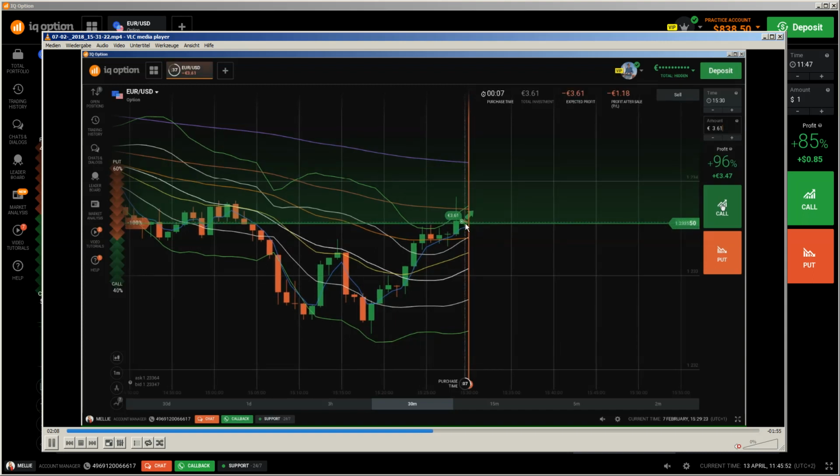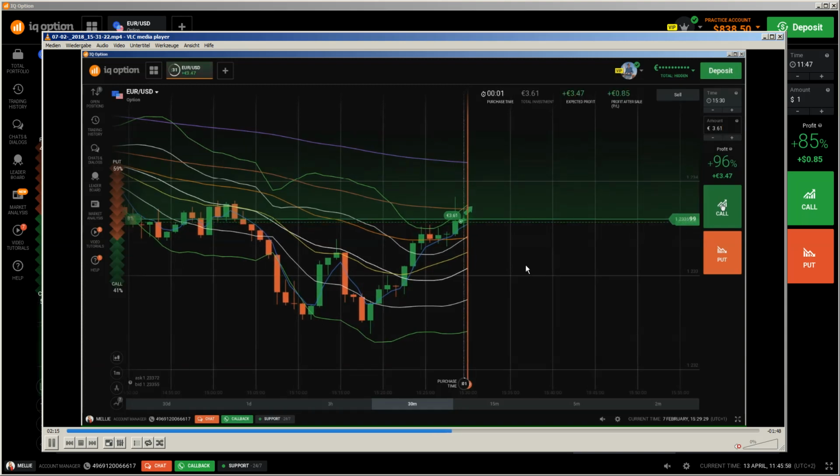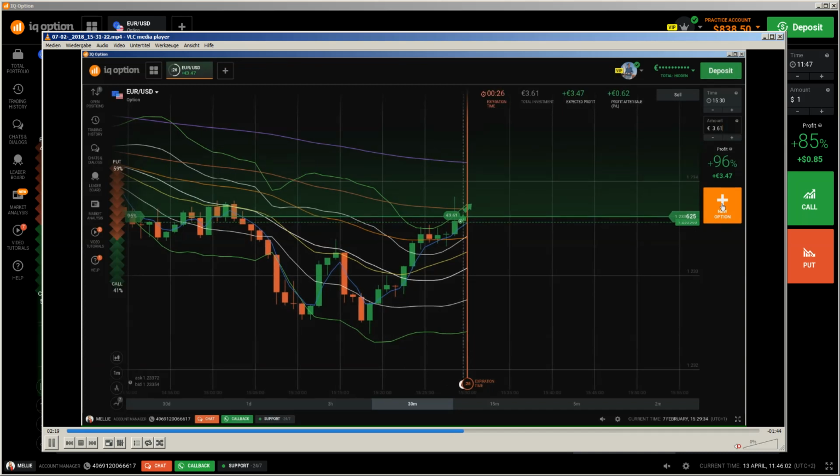You see, it tried to go down, but because of this resistance area, it is not able to do this, and that's the reason why this will work out and shoot up. Yes, because of this resistance area, and that is the kind of trading setup which I have explained.